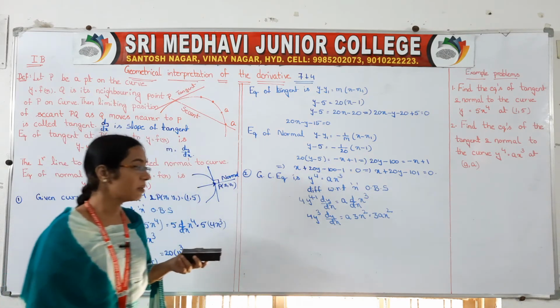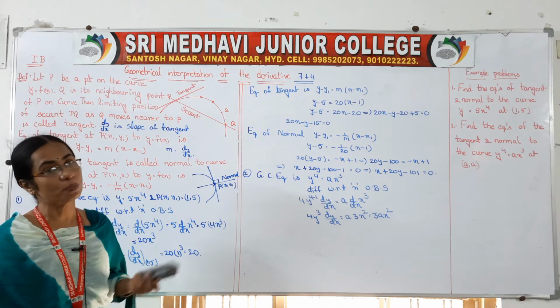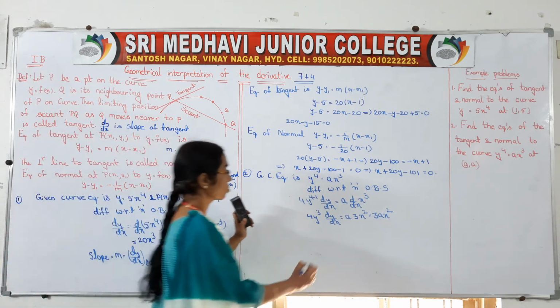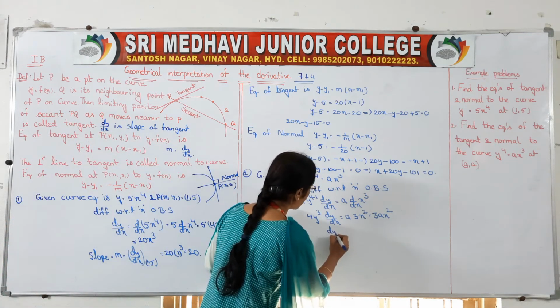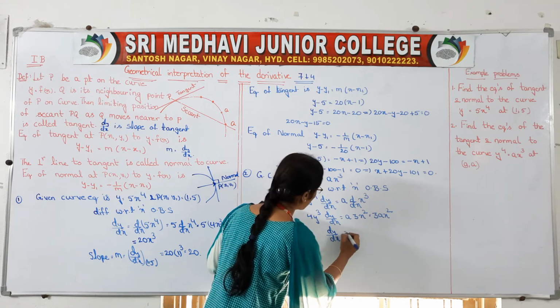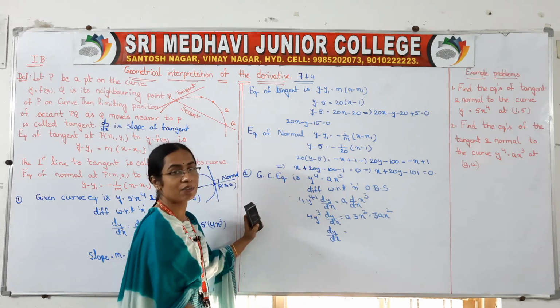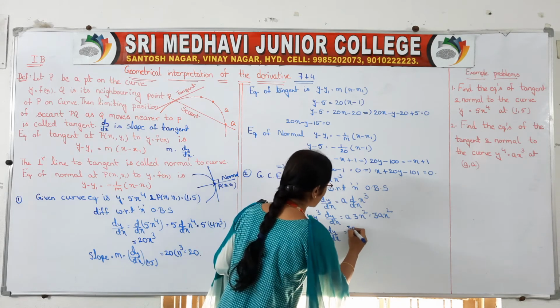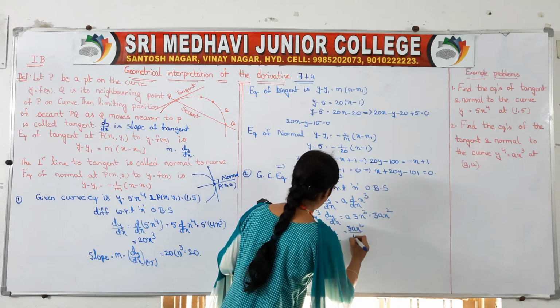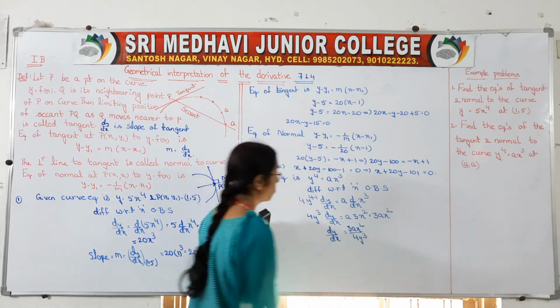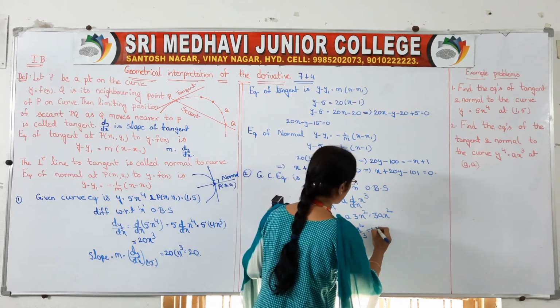We want dy by dx. Why do we want dy by dx? With that we can find the slope m value, right? So we want dy by dx, that means any value along with the dy by dx, you send that value to the other side. 3ax square by 4y cube. Okay, now you find your m.